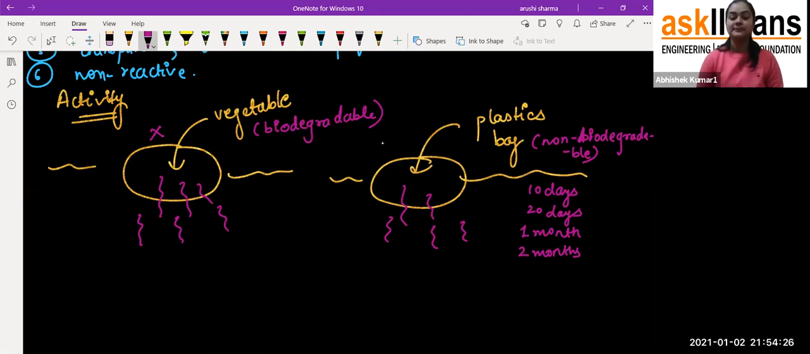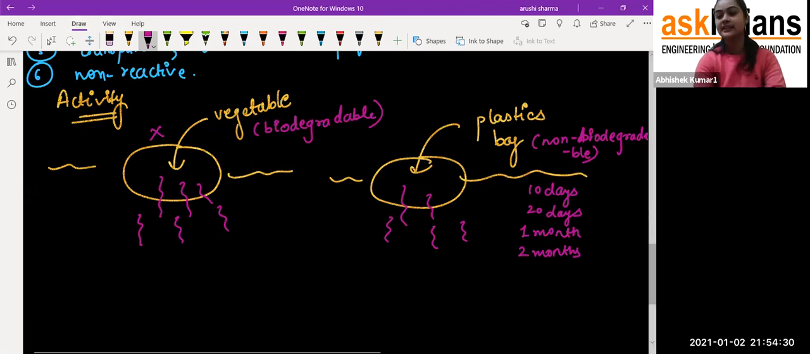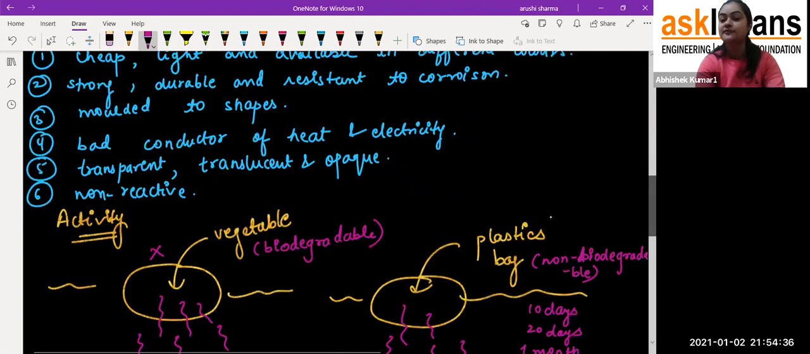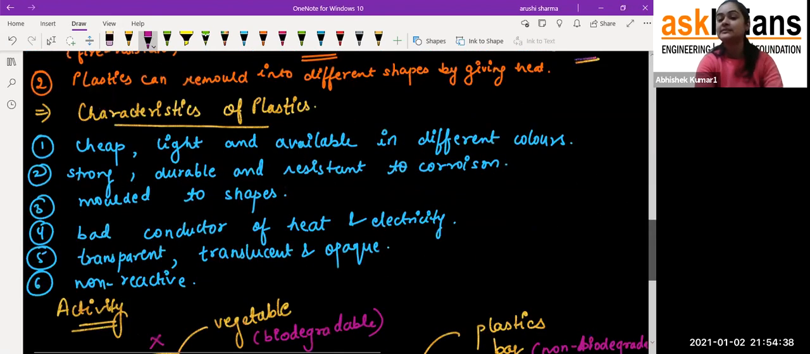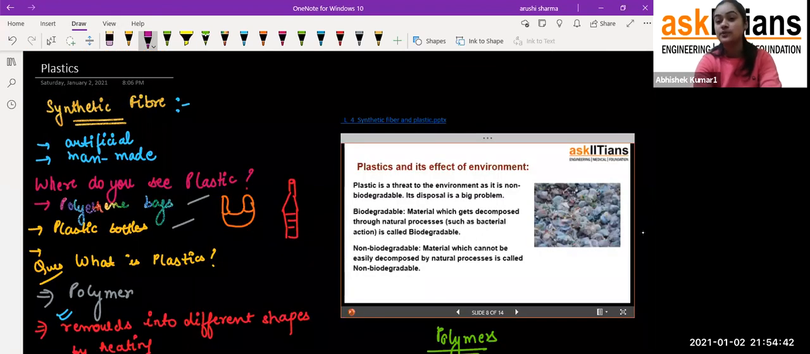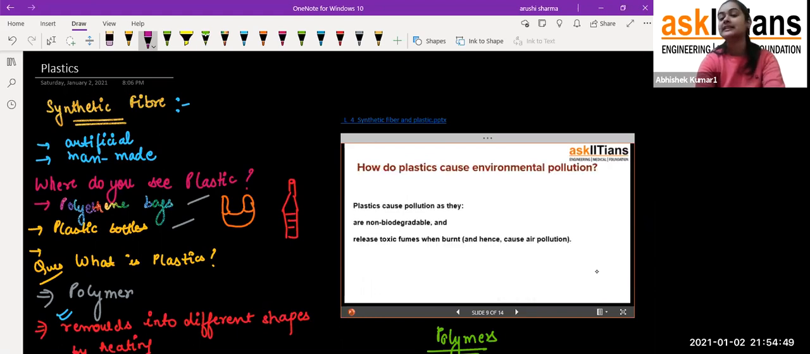Even though, like the picture I can show you here. Just a minute, I'll show you one picture. There you can see this is the beach, or some kind of space where all the plastic has been collected. As it is not biodegradable, we can't dispose of it. It is a very big problem. Why? Because there are some reasons. Now, what are these reasons?